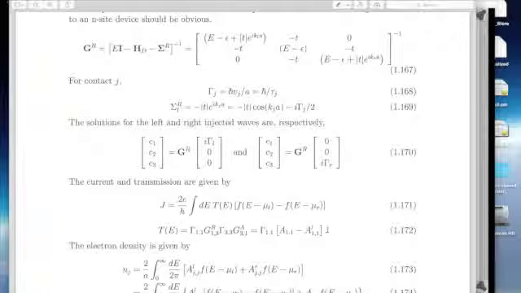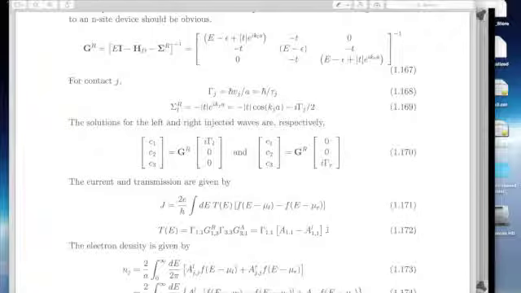Because calculating inverses is time consuming, and there are numerically efficient ways to just get certain elements, especially the upper left and lower right corner blocks, you can get them very efficiently, far more efficiently than inverting the whole thing. So that's current and how we get current from transmission.